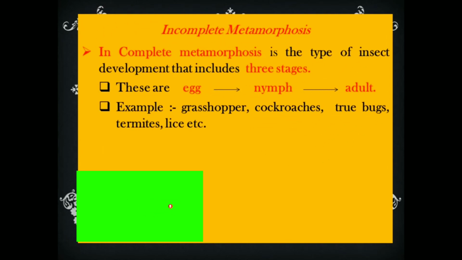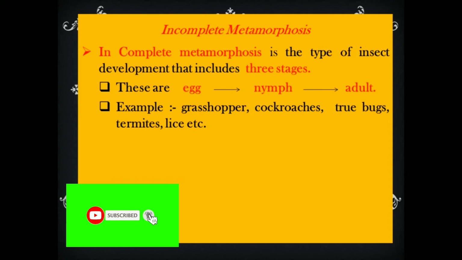And the second one is incomplete metamorphosis. This type of metamorphosis has 3 stages. So the insect will first lay an egg, and the egg will change into nymph, and finally it will develop into adult. Don't forget. There are also many insects that can be reproduced by such type of metamorphosis. You can take, for instance, grasshopper, cockroaches, true bugs, termites, lice, etc. They can be reproduced by incomplete metamorphosis.